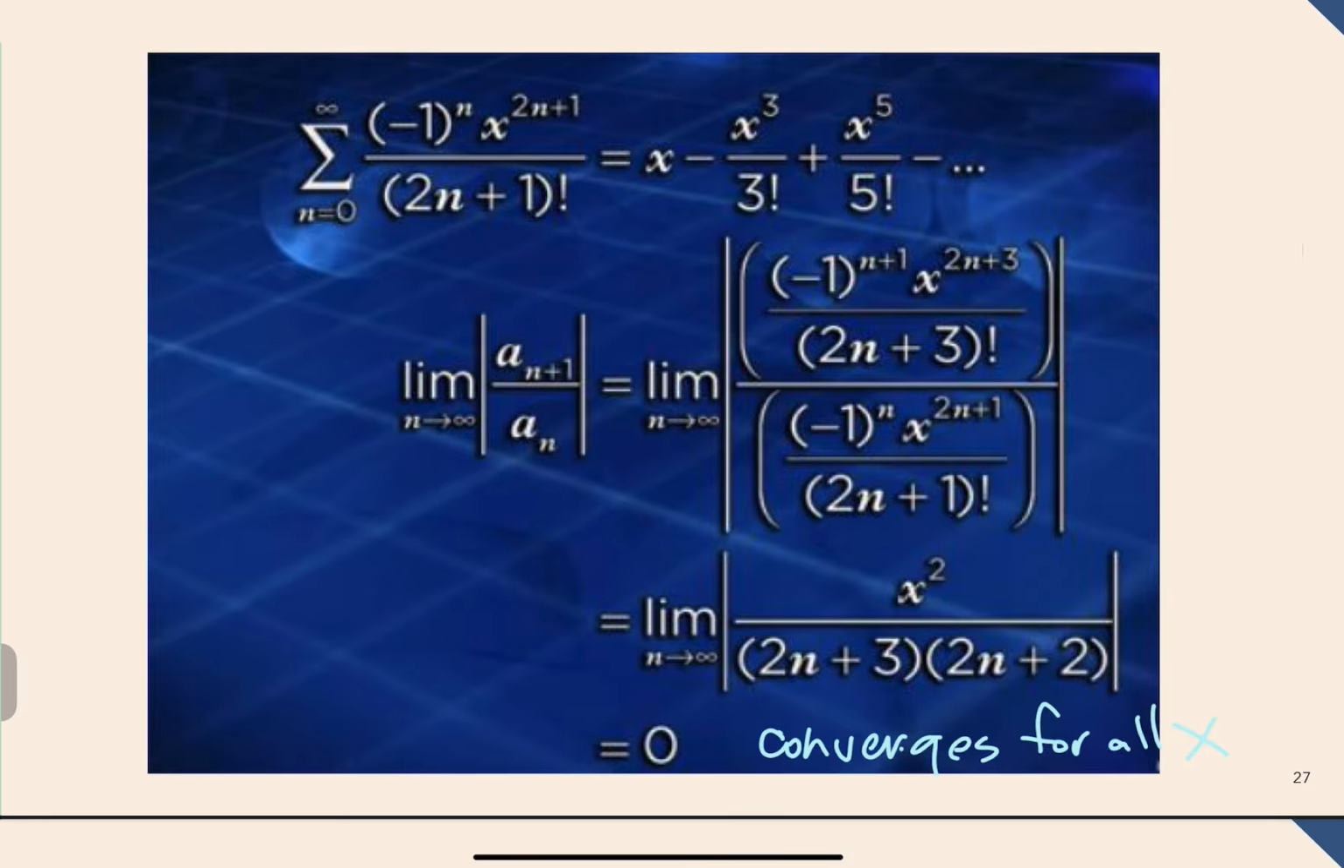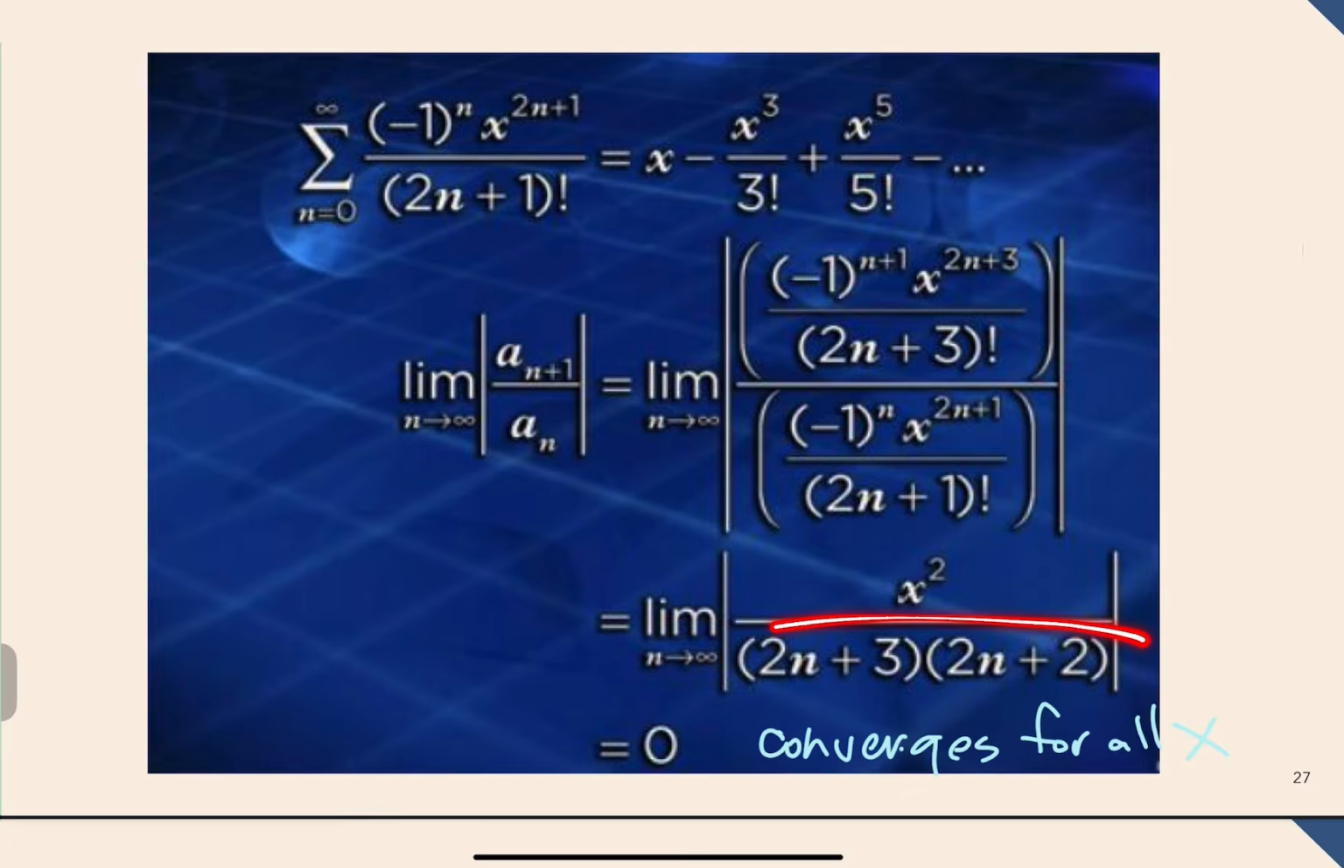And after much simplification, what will this be equal to? We will be left with the limit of x squared over the quantity 2n plus 3 times 2n plus 2. All other factorial stuff would disappear. So this is our limit now. The limit of x squared over 2n plus 3 times 2n plus 2 in absolute value, and then we take the limit as n goes to infinity.